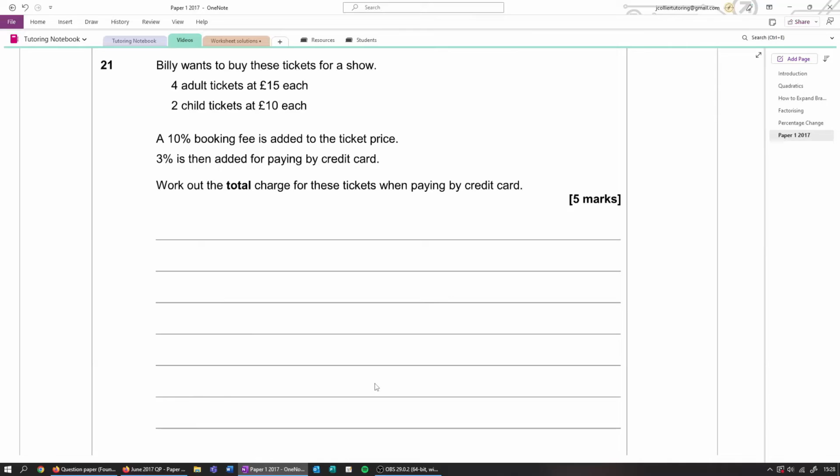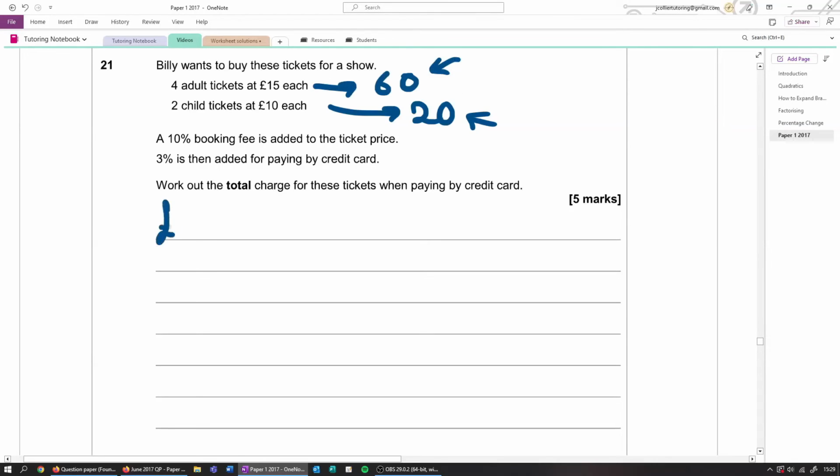So I've done this before with a few people, and I've only had one person get it right because of this bit here. This means a 10% booking fee is added to the price, and then 3% is then added. So why is that important? Let's just work through it. I'll show you. So first of all, 4 adult tickets will be 60, 2 child tickets will be 20. I got this from doing 4 times 15, and this is 2 times 10. So we know it costs £80 for the tickets.